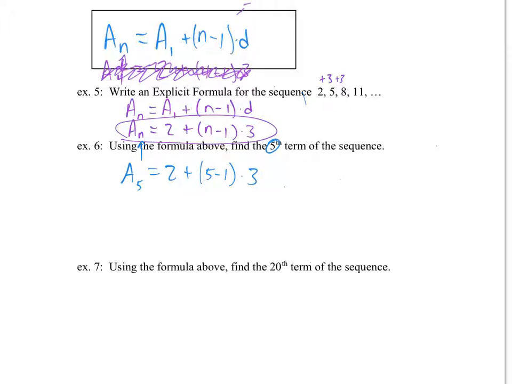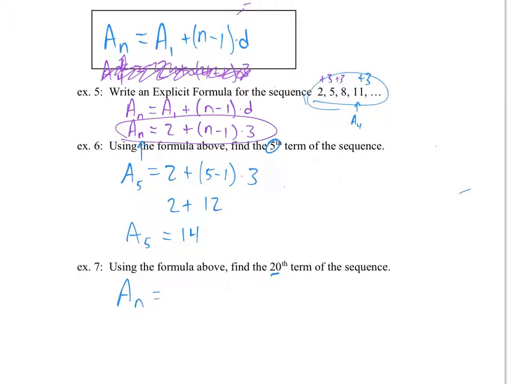So it ends up being 2 plus 4 times 3. 4 times 3 is 12. So our final answer is 14, or a sub 5, the fifth number in my sequence, is going to be 14. Yes? And it makes sense. If you jump back up here, you could say, well, this is the fourth term, then I just add 3 to it, and I get my 14. You're welcome to do it this way for smaller ones. But sometimes you want to know the 20th term or the 3000th term or something like that, in which case it's way easier to use the formula.